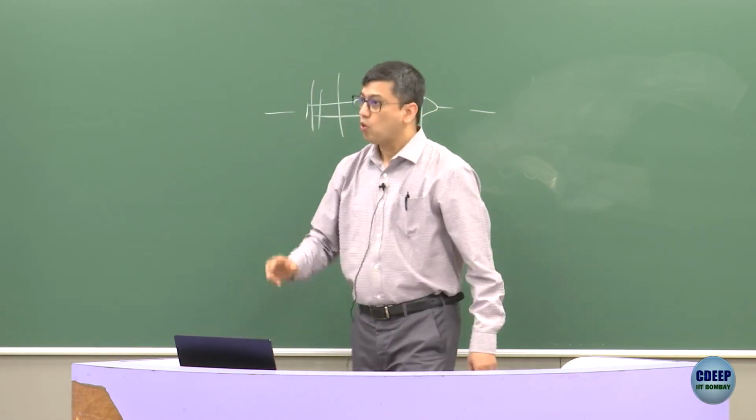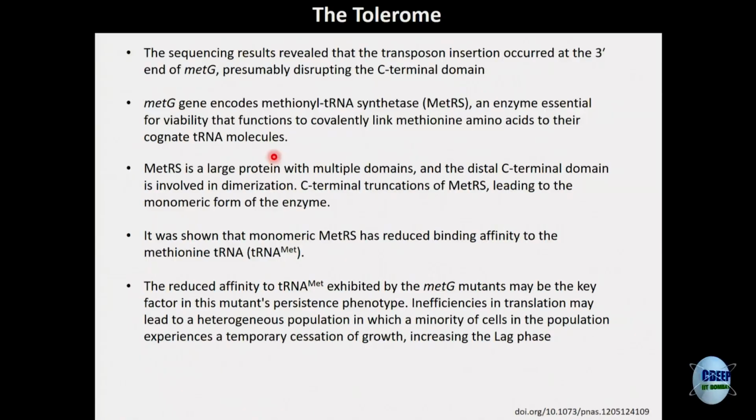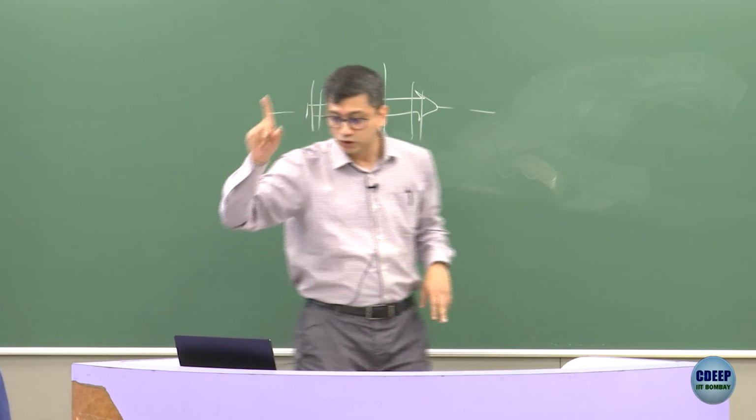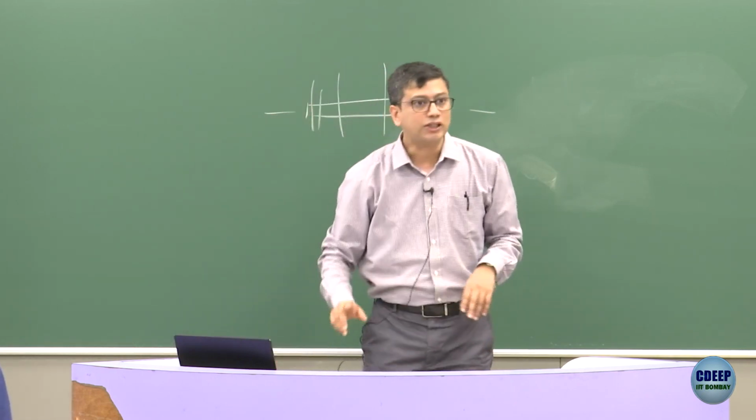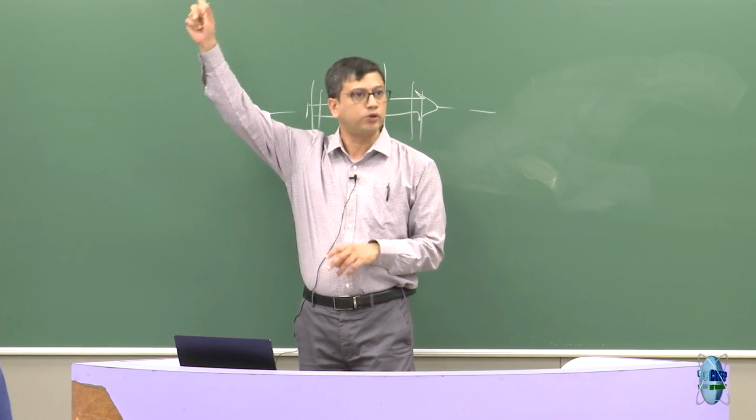Okay? Now, what is METG? METG encodes a methionyl tRNA synthetase. The gene name is METG, the protein name is METRS. Methionyl tRNA synthetase, not formyl methionine, not the start codon. This is methionyl tRNA synthetase, for when methionine is present inside the protein's amino acid chain, not the start methionine, not ATG. So this methionyl tRNA synthetase is for charging the tRNA with methionine, right?